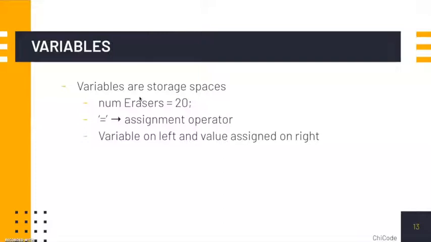Now let's talk about variables. Variables are inevitable. They're in every part of a programming language, and the Java language is no different. Variables are merely storage spaces. If I have 20 erasers and I want to store the number 20 in numErasers, I'm going to use an equal to sign, which is called an assignment operator. So I'm saying the number of erasers is 20. The variable is always on the left-hand side, and the value that we want assigned to it is on the right-hand side.